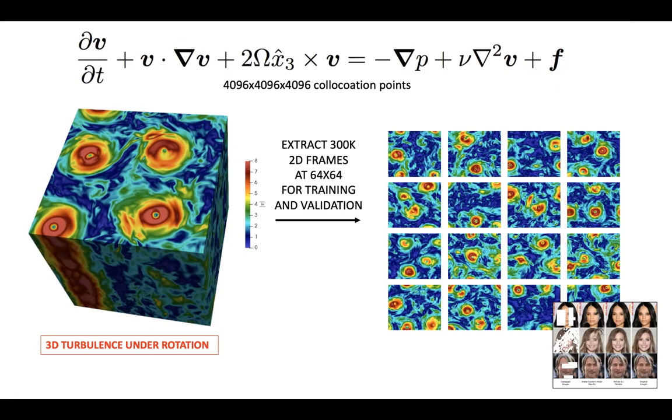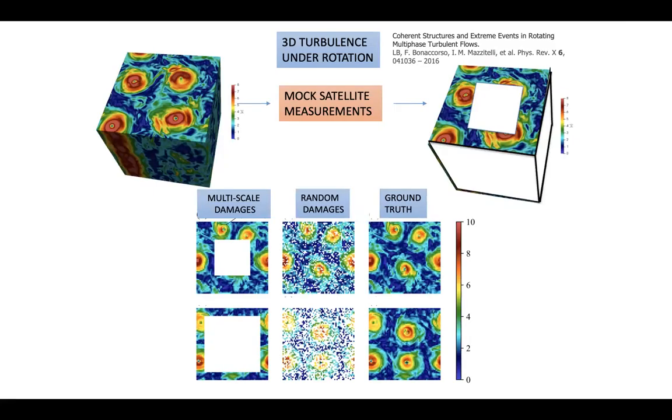That is like the hundreds of thousands of faces of Hollywood stars that they have in the computer vision community in their database. And out of this ground truth data, we started to corrupt them. We started to mimic some mock satellite observations. We suppose to have only one plane, and we do not have information on some subset. It could be a coherent cloud, or it could be pixel damages. Even though the area of the damage is the same, as you clearly see with your eyes, the two problems are different.